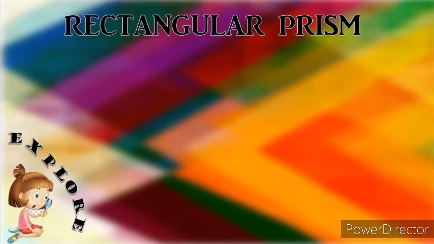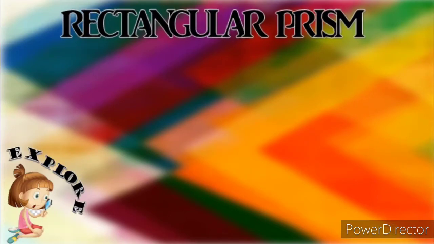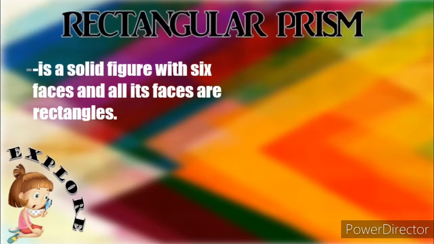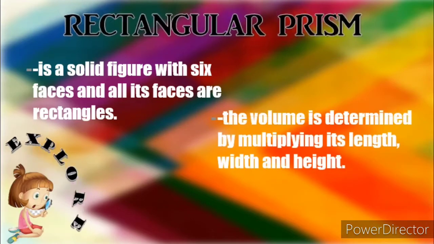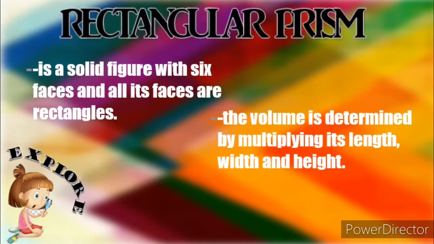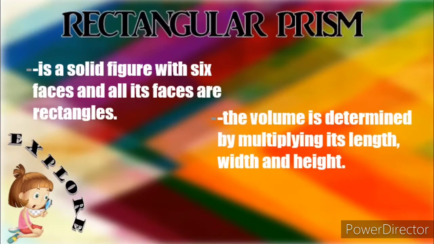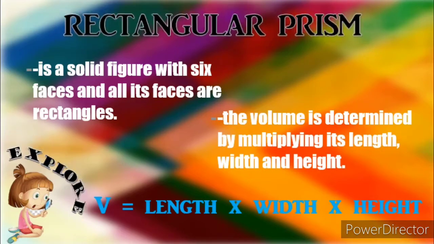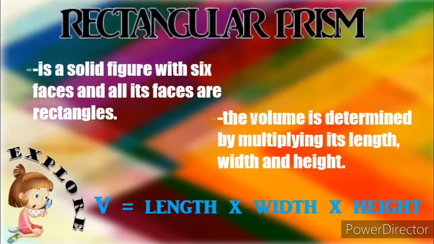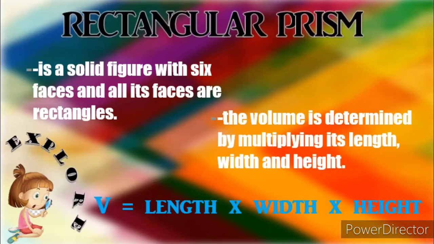Our topic for this morning is all about rectangular prism, specifically how to get the volume of a rectangular prism. But before that, we will first define what a rectangular prism is. It is a solid figure with 6 faces and all its faces are rectangles. The volume is determined by multiplying its length, width, and height. Therefore, the formula in getting the volume of a rectangular prism is volume equals length times width times height. All you have to do is multiply all the given measurements of a certain rectangular prism. Volume equals length times width times height.